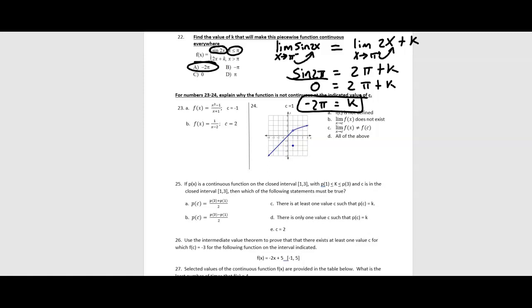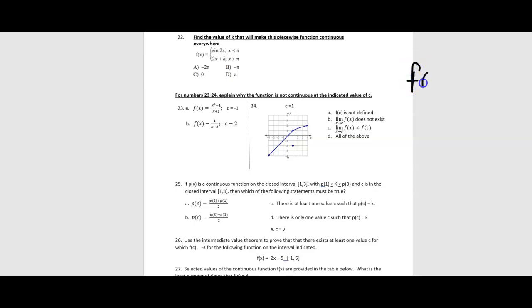All right. Let's go ahead and check out number 23. Now for 23 and 24, the directions tell us, explain why the function's not continuous at the indicated value of c. Now we've already done questions like this on the graph, but this time we're doing it with just equations.